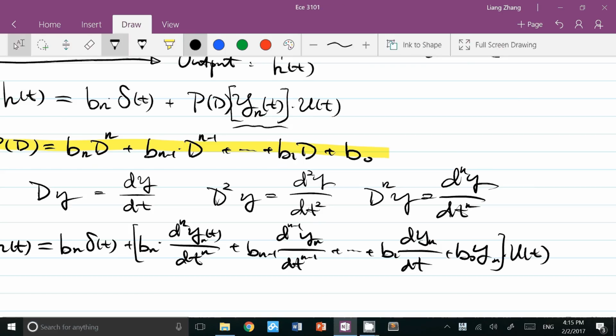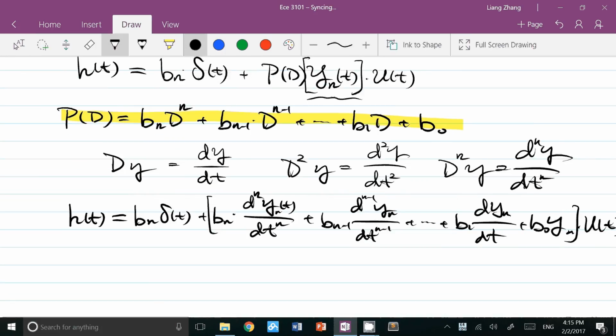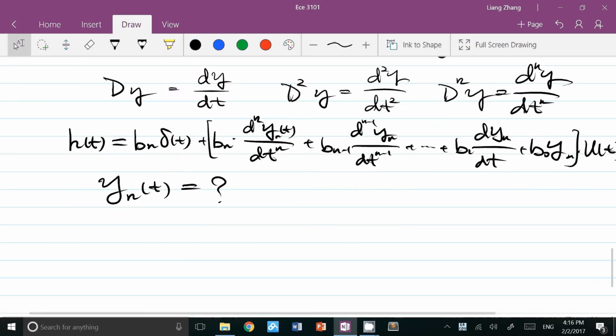Now, here's still something that hasn't been solved yet. What is this yn of t? This is a special signal that is required to be found when trying to solve for the unit impulse response. And the way to calculate it is very similar to the zero input response calculation. Now, to find yn of t, you also need to find the characteristic equation, as we have done before.